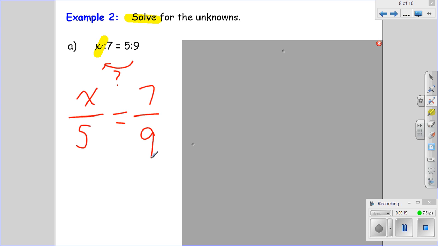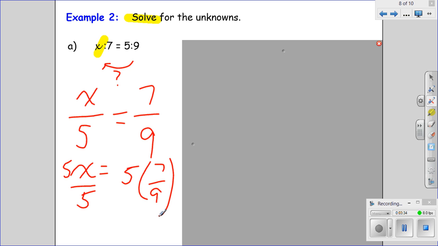How can we solve this? This is just like solving an equation. I want to get x by itself, so I can multiply both sides by 5. So I've got 5 times x over 5 is 5 times 7 over 9. And you'll notice the 5's reduce, and I'm left with an x on the left. And remember, any whole number can be written as a fraction with a denominator of 1. So we multiply the numerators across, and we get 5 times 7 is 35 over 9.